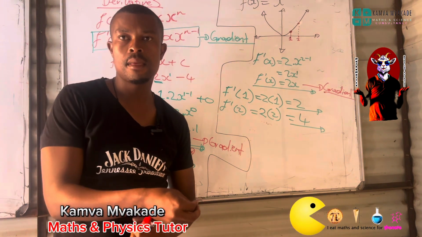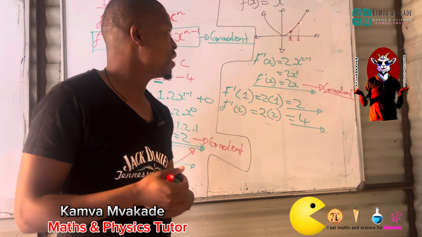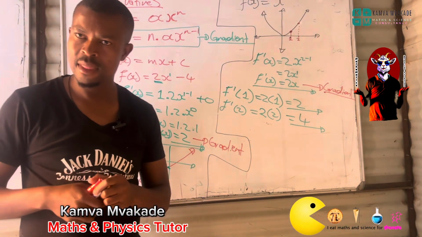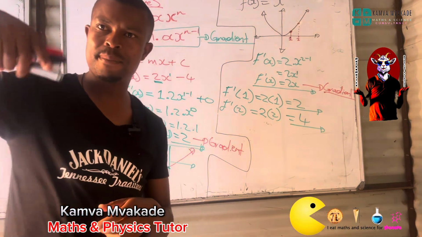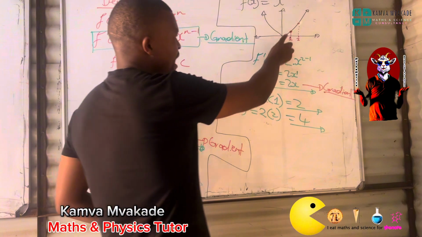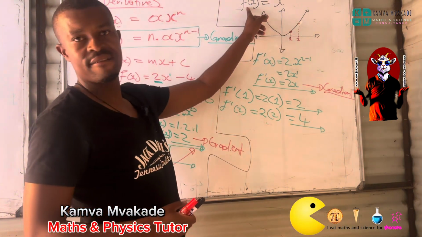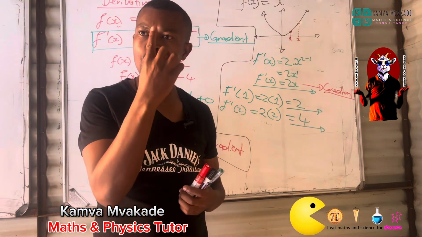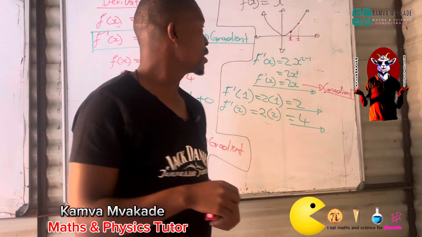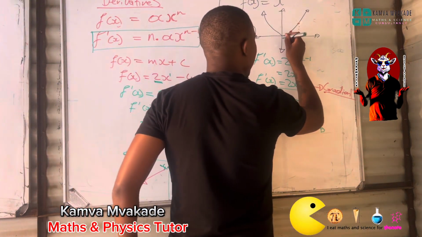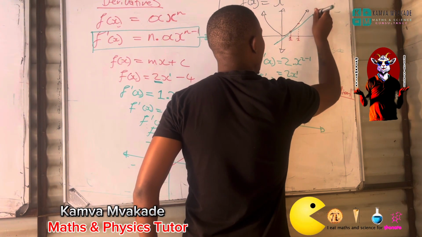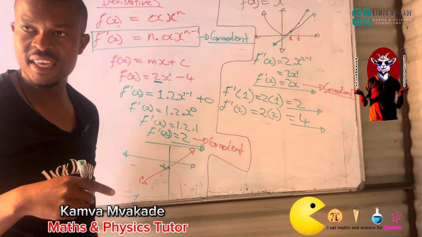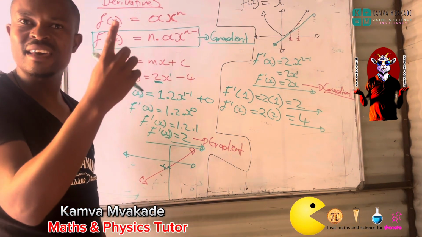So sometimes they can ask you to find the equation of the tangent. Find the equation of the tangent that is passing at x equals to 1. It is a tangent to f. What is a tangent? A tangent is a straight line that only touches the curve at one point. Right? So our tangent in this case is a straight line. But it touches the curve only at one point.